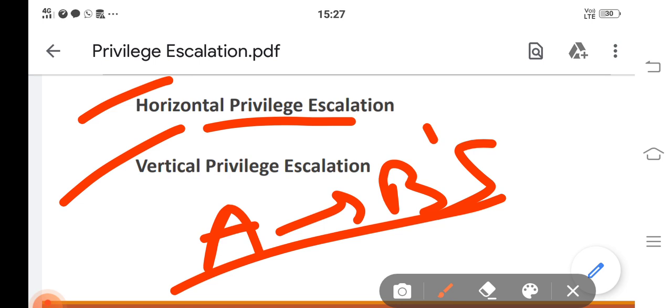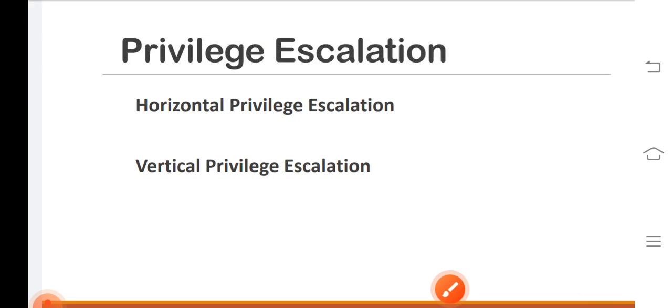Next, vertical privilege escalation. In vertical privilege escalation, an unauthorized user tries to gain access to the resources and functions of a user with higher privileges, such as an application or site administrator. So these are the two forms of privilege escalation.